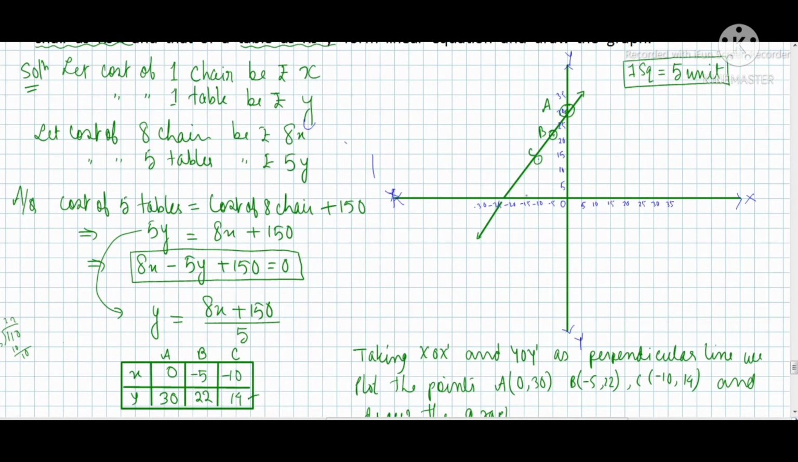Here is what I have done. You see here I have taken 1 square as 5 units. So I have written the scale here. Here I have taken 1 square as 5 units and I have drawn the graph. I have plotted the points and drawn the graph. So our question has been completed. Now we will go for the next question.